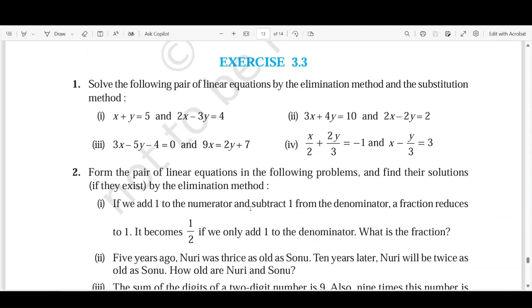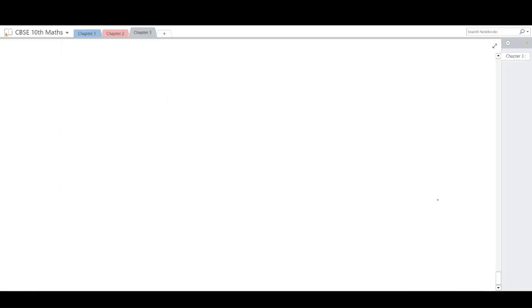Moving on to the exercise 3.3. Solve the following pair of linear equations by the elimination method and the substitution method. So we have to solve the following pair of equations by both the methods. Yeah. So first let us solve by elimination method and then we will solve by substitution method. So exercise 3.3.